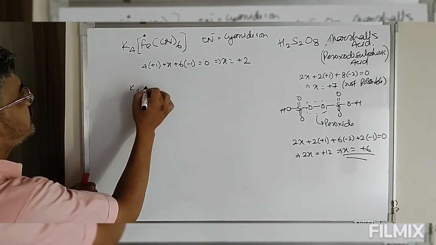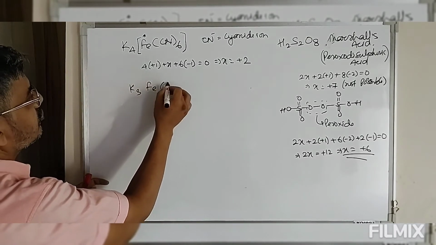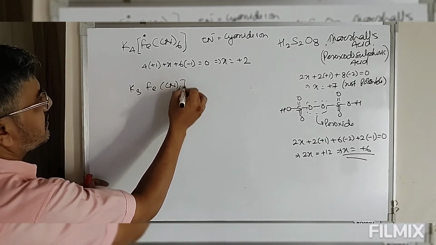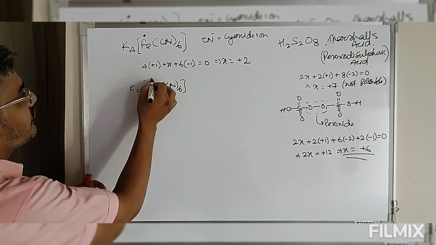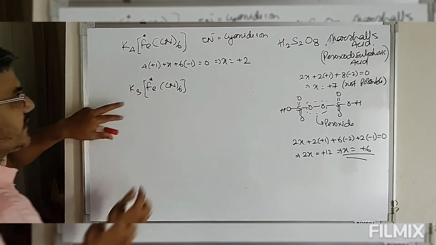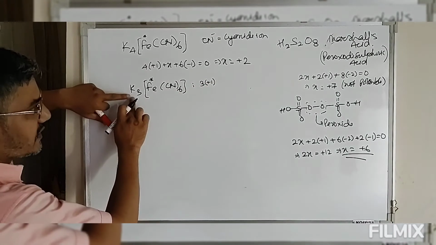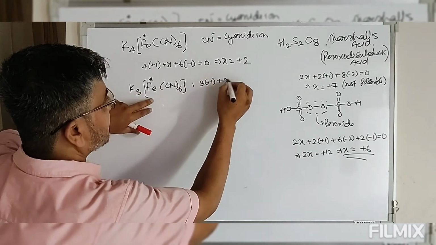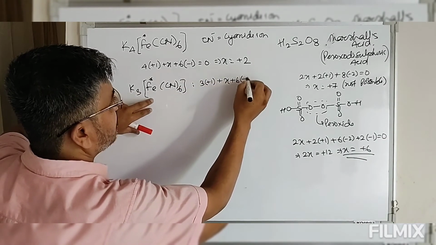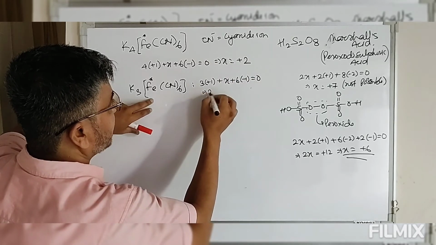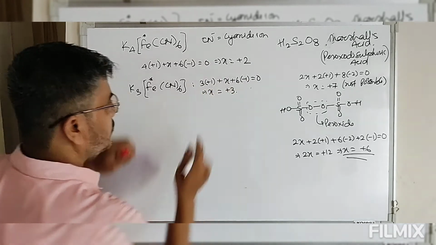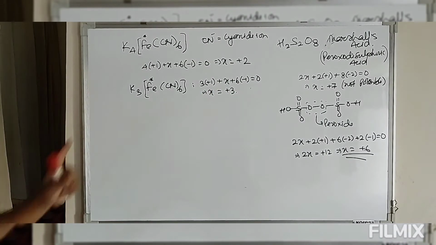Like this, K3[Fe(CN)6]. Again we have to find the oxidation state of iron. So 3 into plus 1, because this is an alkali metal, plus X plus 6 into minus 1 equals 0. So therefore X is equal to plus 3. This is the oxidation state of iron.